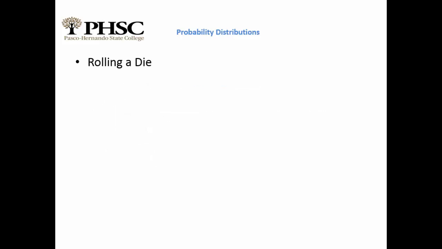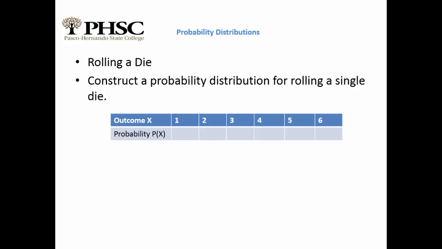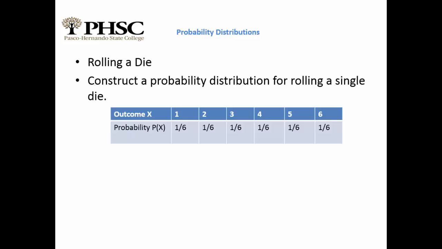So here's an example of rolling a die. We're going to construct a probability distribution for rolling a single die. The outcomes when we roll a die are 1, 2, 3, 4, 5, or 6. What's the probability of rolling a 1, or a 2, or 3, or 4, or 5? Well, it's 1/6. So the probability distribution for rolling a die is illustrated in this table. The probability that we get a 1 is 1/6, a 2 is 1/6, and so on.